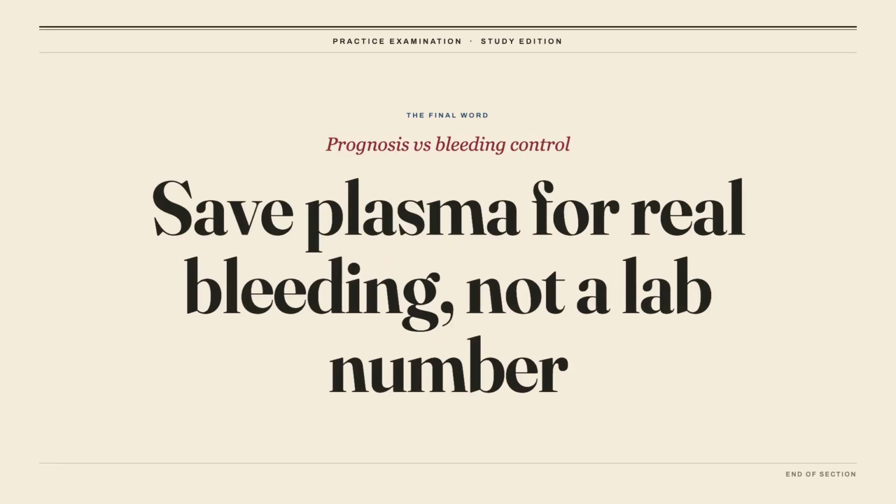The INR is one of the most important prognostic markers in acetaminophen liver failure, so correcting it with plasma raises a signal doctors rely on for transplant decisions. That's why plasma is reserved for active bleeding or invasive procedures, while bleeding precautions like gentle care and pressure after punctures quietly reduce how often it's needed at all.